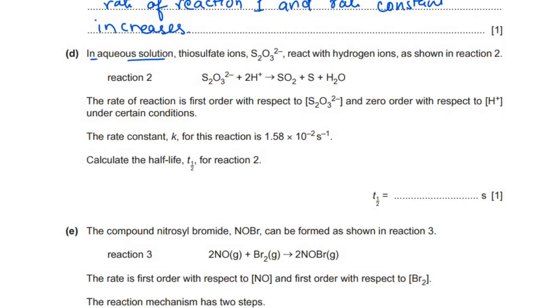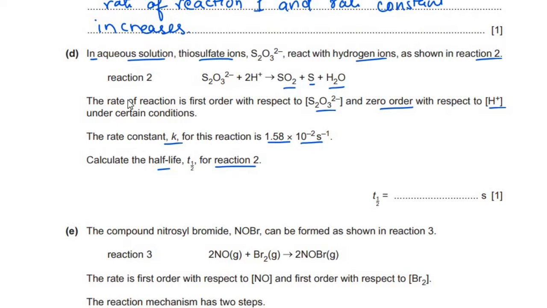It says in aqueous solutions, thiosulfate ions S2O3 2 minus react with the hydrogen ions as shown in reaction 2. Okay, here the thiosulfate ions are reacting with the hydrogen ions to form SO2 gas, sulfur and water. The rate of reaction is first order with respect to the thiosulfate ions and 0 order with respect to the hydrogen ions under certain conditions. The rate constant is given, K is 1.58 × 10^-2 per second. Calculate the half-life for reaction 2.